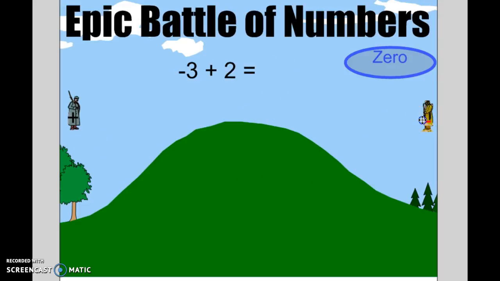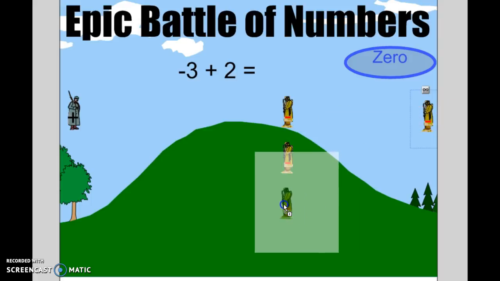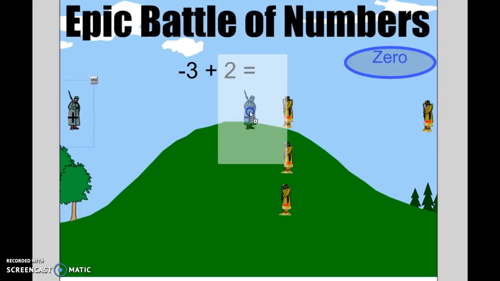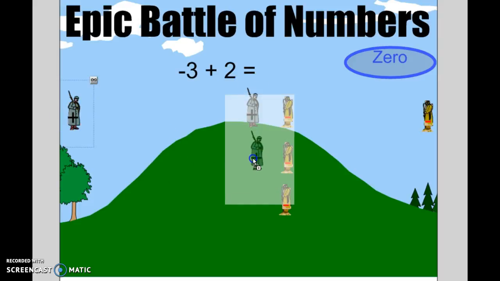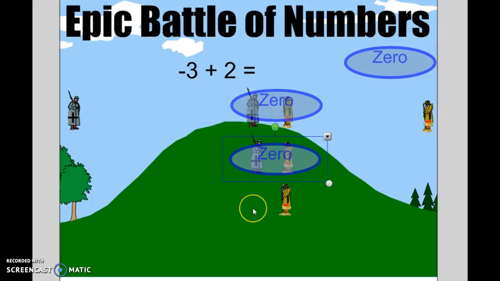Next I have 3 negatives. 1, 2, 3 for negative 3. I have positive 2, so 2 positives. And what I notice is that I have 0 pairs. I have 2 0 pairs. This was a battle because I had people who came up to fight. And I have 1 negative left over. So negative 3 plus 2 gives me negative 1.